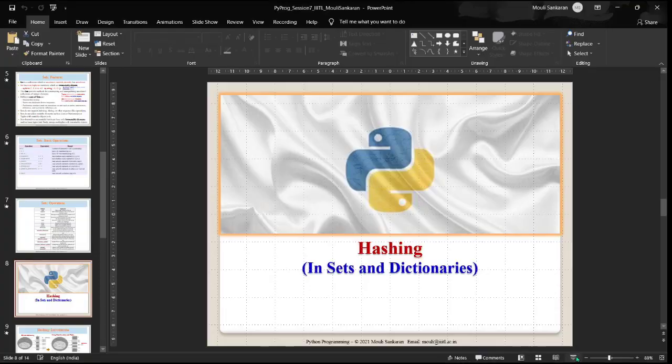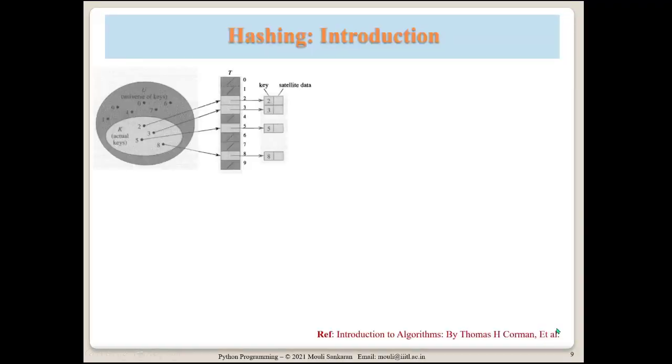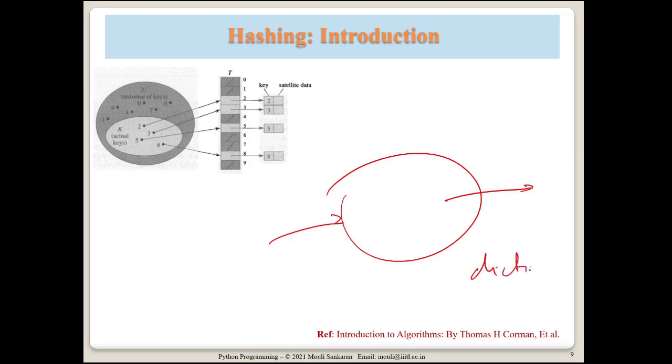Fine. Now let me explain hashing. See, why do we need a hash? You might have used hashing in your algorithms courses. You need a hash when you have a large number of elements. A dictionary is one place where the number of words is going to be huge.